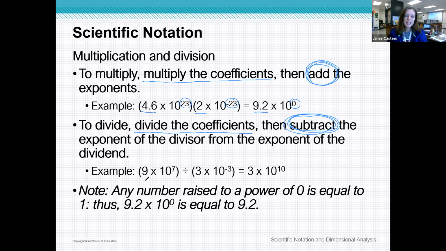Next, if I'm dividing, I'm gonna say 9 divided by 3 is 3. And then I'm gonna say 7 minus a negative 3 is 10. So 7 minus negative 3 is the same as plus a positive, so it's 10. Up here is 23 plus a negative 23, so that just cancels out, that's just 0. All right, again, anything raised to a power of 0 is equal to 1. So that explains why I said what I said.